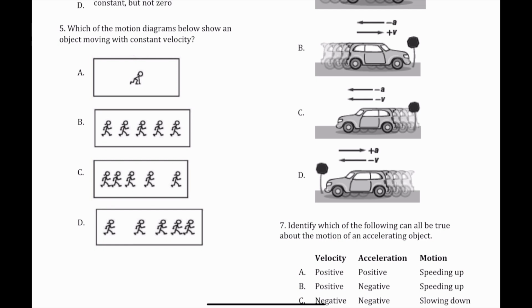5. Which of the motion diagrams below show an object moving with constant velocity? To get the constant velocity, we need to keep equal distance in the particle diagram as shown in B, so the right answer is B.